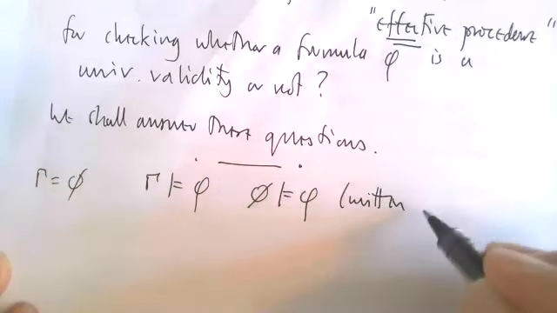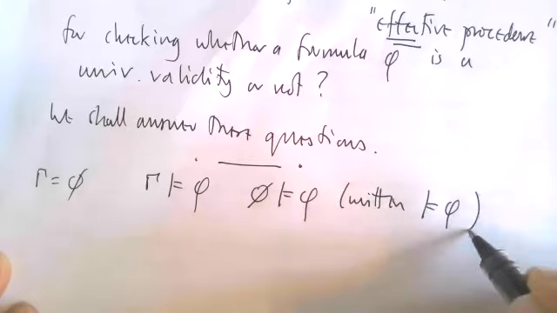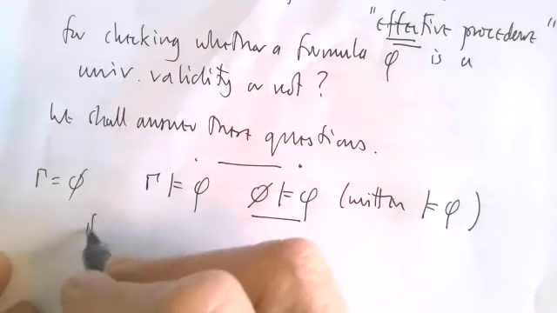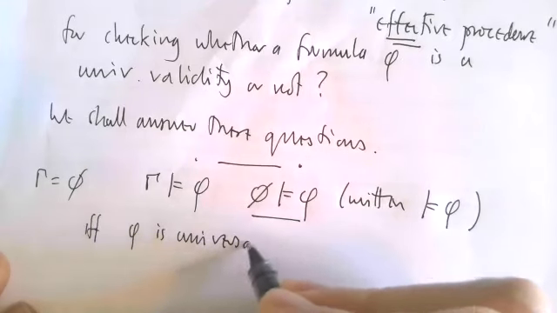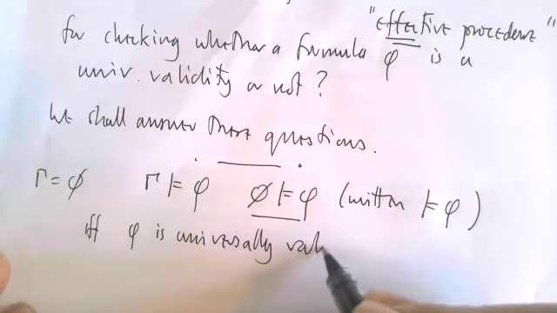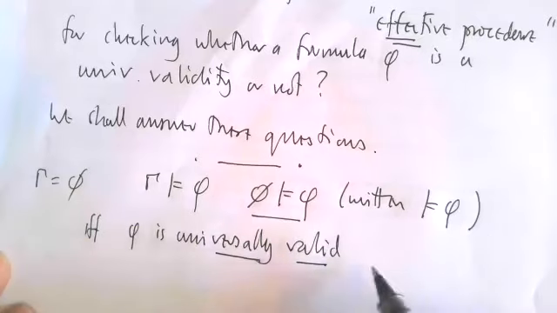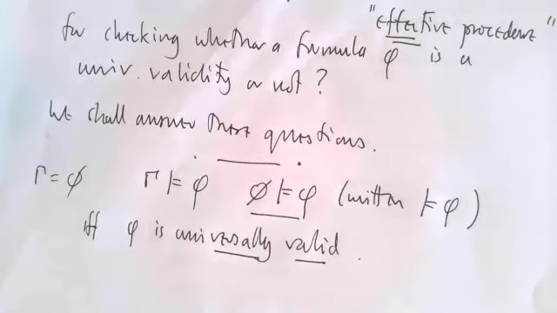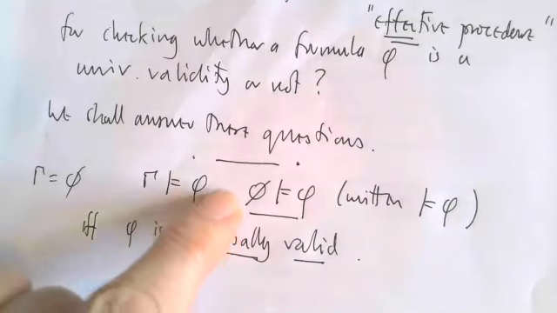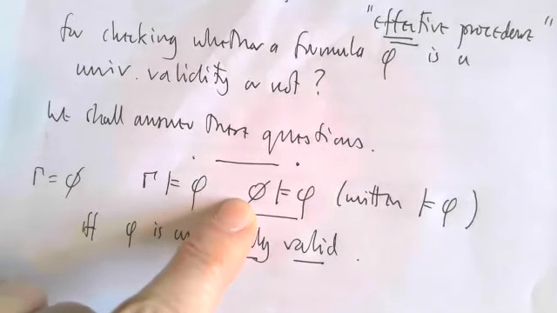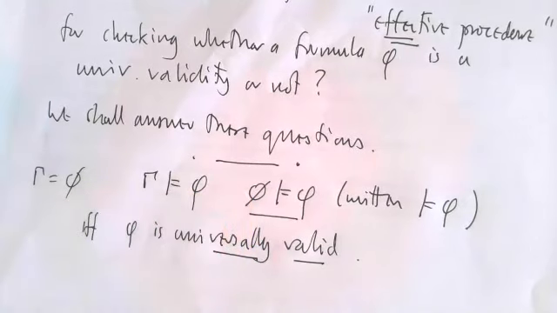So we drop the empty set and we just write that. So this holds if phi is universally valid. Because we don't have to worry about structures and valuations for the sentences or formulae in the empty set because there aren't any.